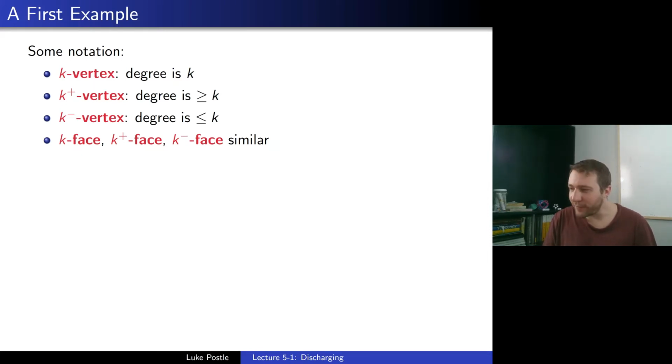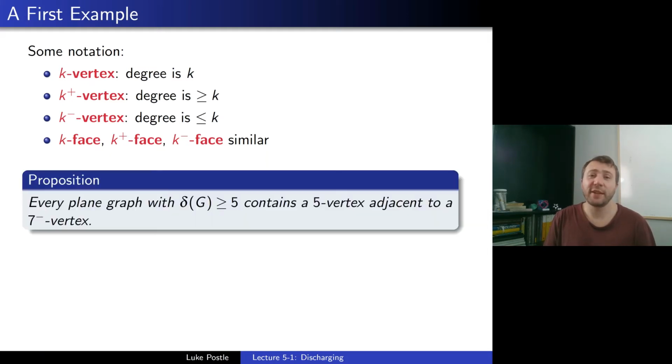Just to make all of the writing simpler when I talk about rules, when I try to do little proofs and statements, people have done this for discharging, and this is very common: we adopt the following system. A k vertex is a vertex whose degree is k. A k plus vertex has degree at least k, a k minus vertex has degree at most k, and similarly for faces, we'll talk about a k face, a k plus face, and a k minus face.